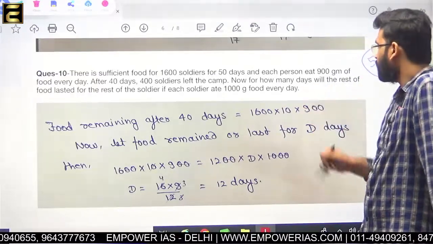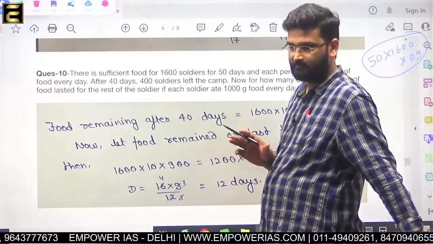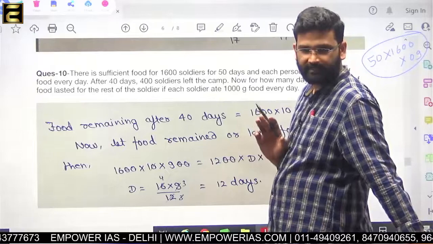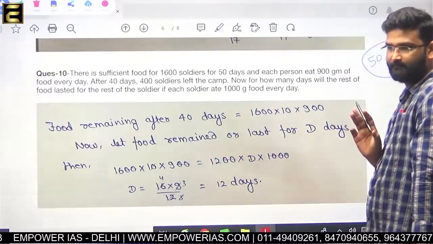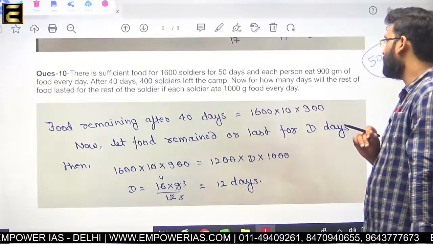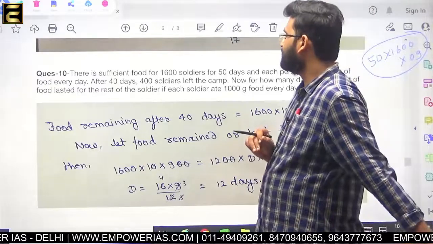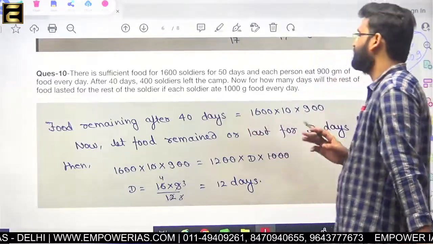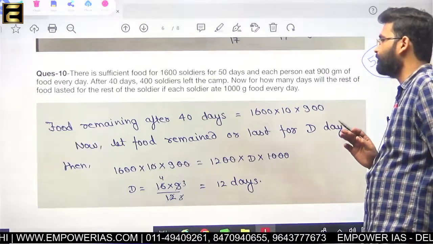Now, what has been asked is that the food was for 50 days, but after 40 days 400 soldiers left the camp. Now, for how many days will the rest of the food last for the remaining soldiers if each soldier ate 1000 grams of food every day instead of 900 grams?